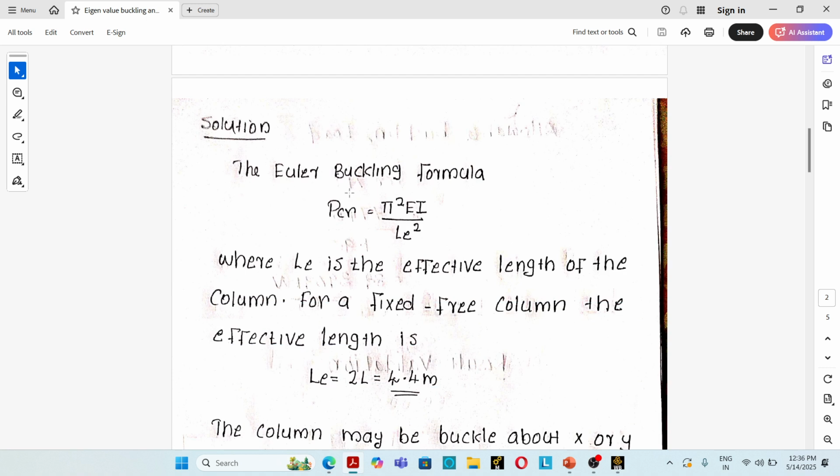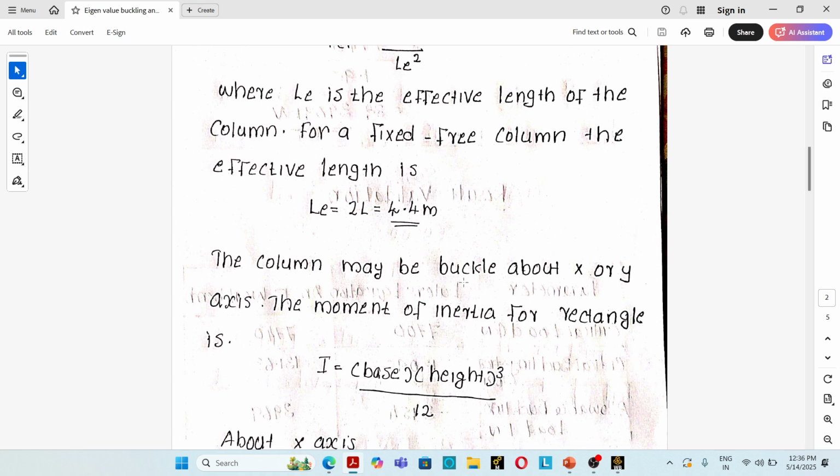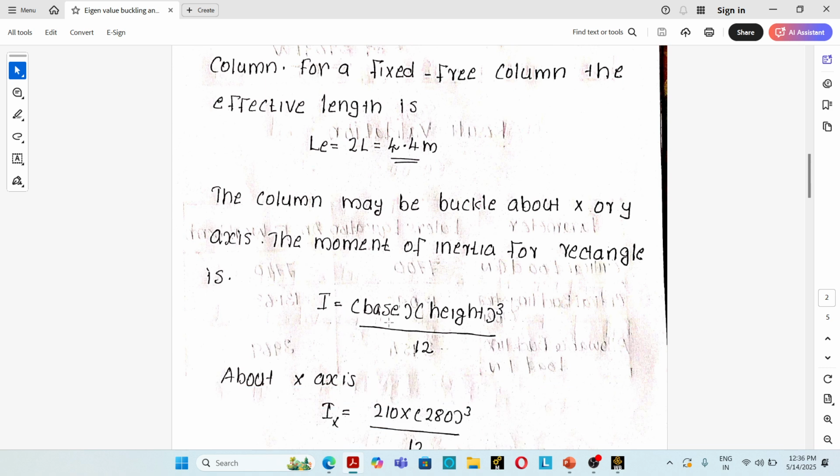Euler's buckling formula: P_cr equals pi squared E I divided by L_e squared, where L_e is the effective length of the column. For a fixed-free column, the effective length is L_e equal to 2L, so we have 4.4 meter. Next, the column may buckle about the x-axis or the y-axis. The moment of inertia for a rectangle is I equal to base times height cubed by 12.